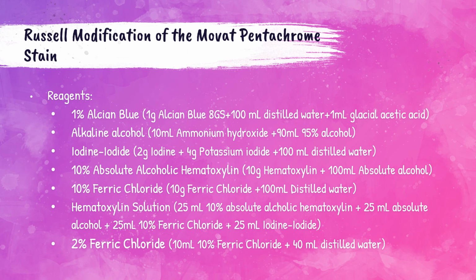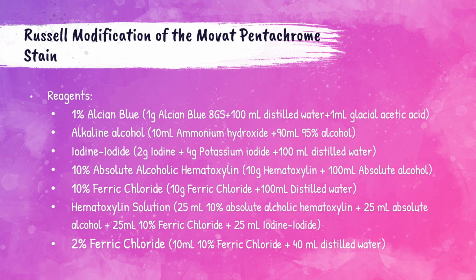10% absolute alcoholic hematoxylin, which is prepared by combining 10 grams of hematoxylin with 100 milliliters of absolute alcohol. 10% ferric chloride. This is prepared by combining 10 grams of ferric chloride and 100 milliliters of distilled water. Hematoxylin solution, which is prepared by combining 25 milliliters of 10% absolute alcoholic hematoxylin with 25 milliliters of absolute alcohol, 25 milliliters of 10% ferric chloride, and 25 milliliters of iodine iodide.